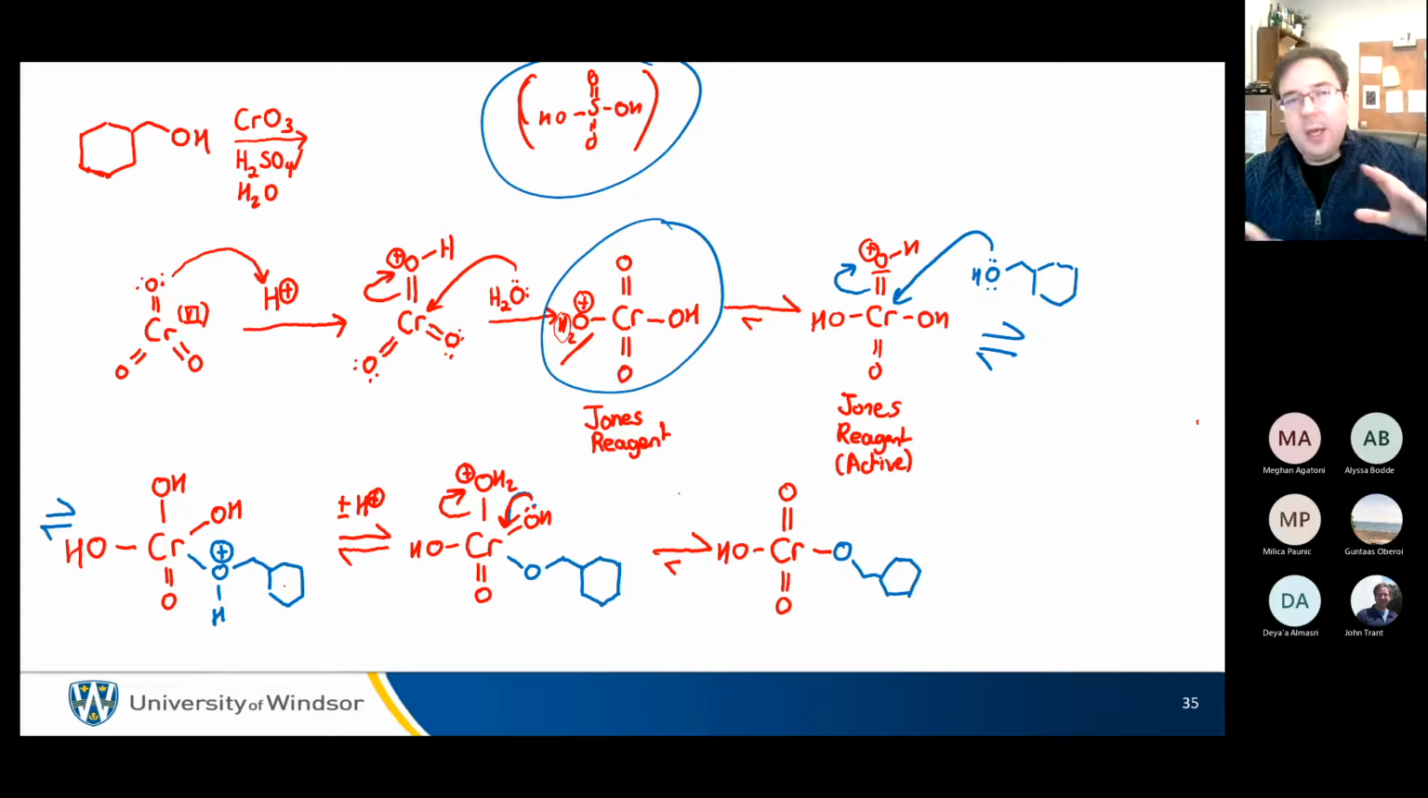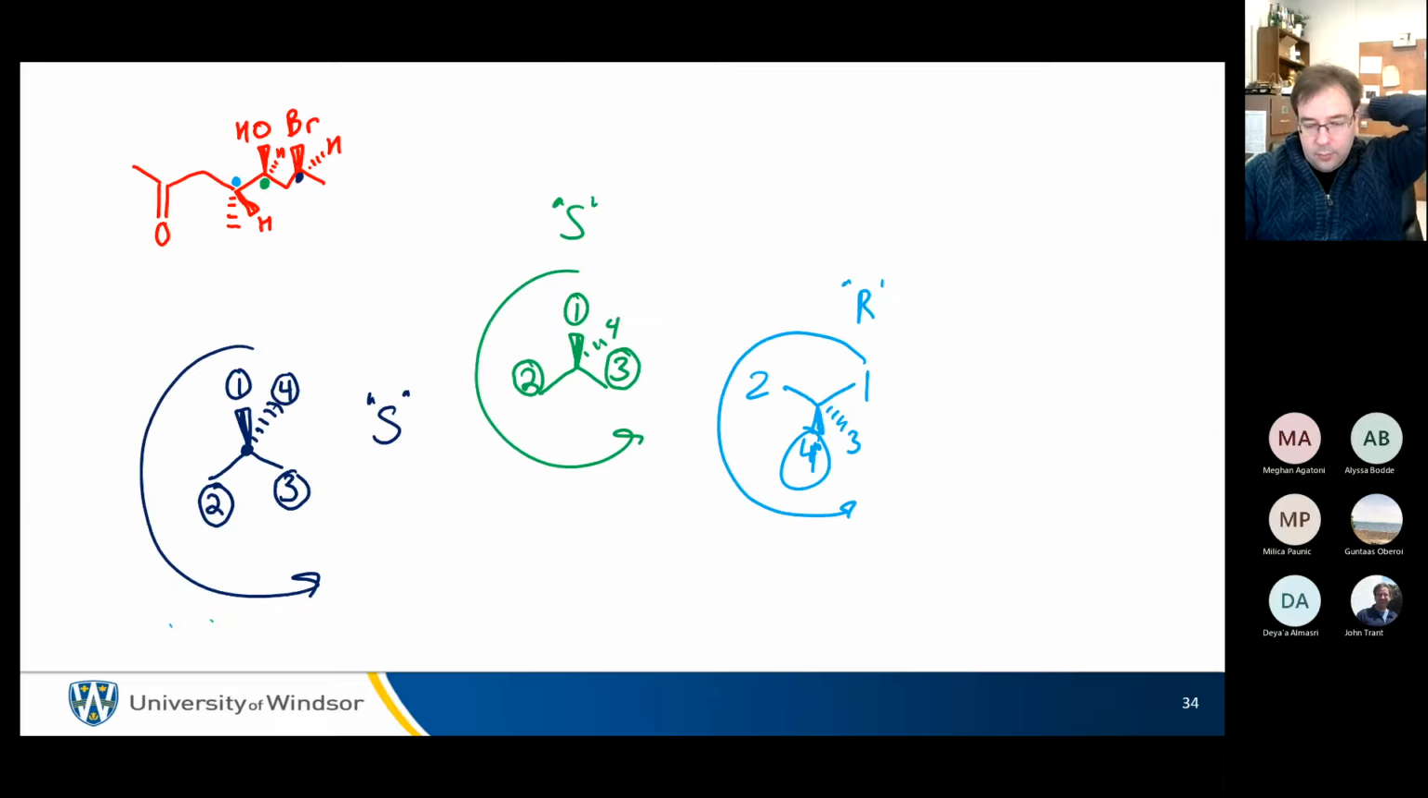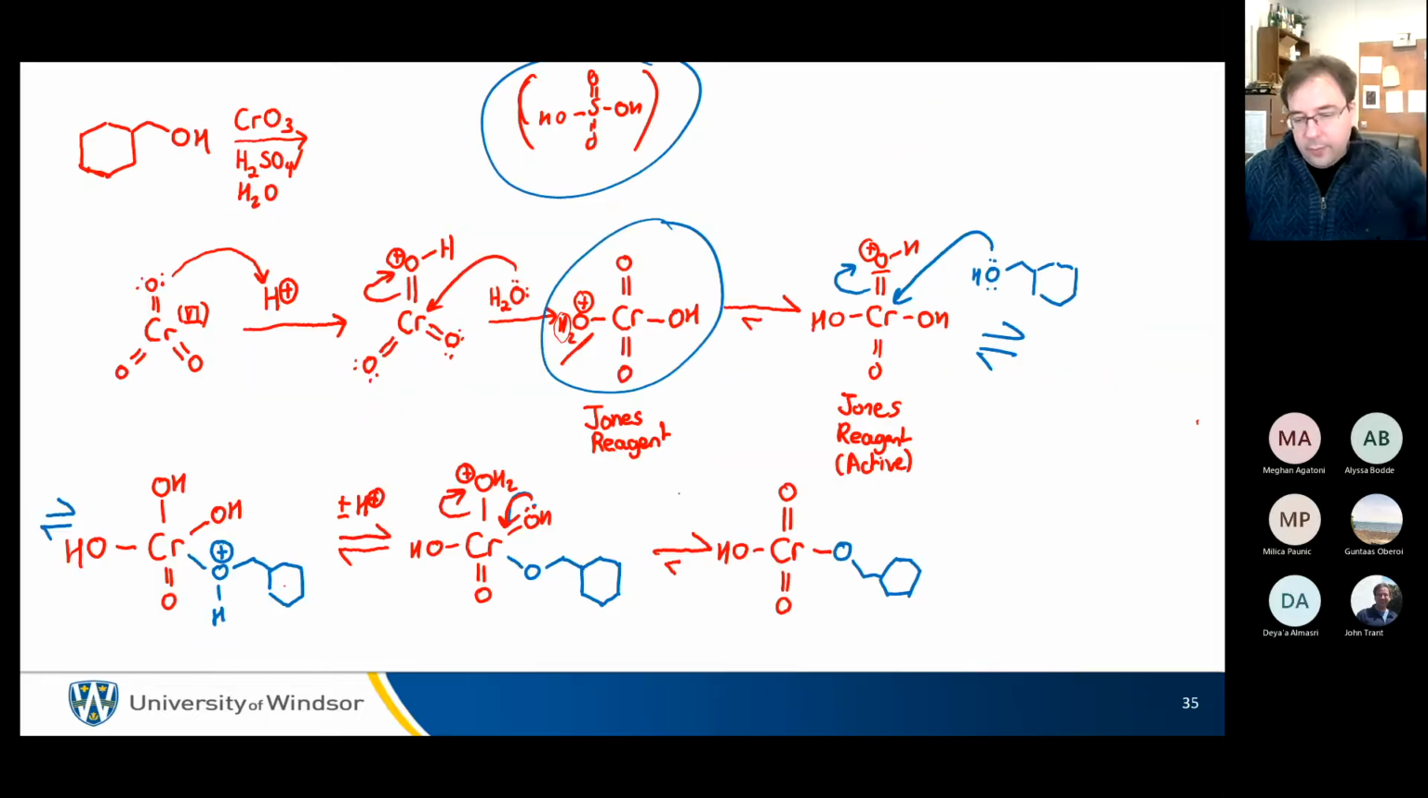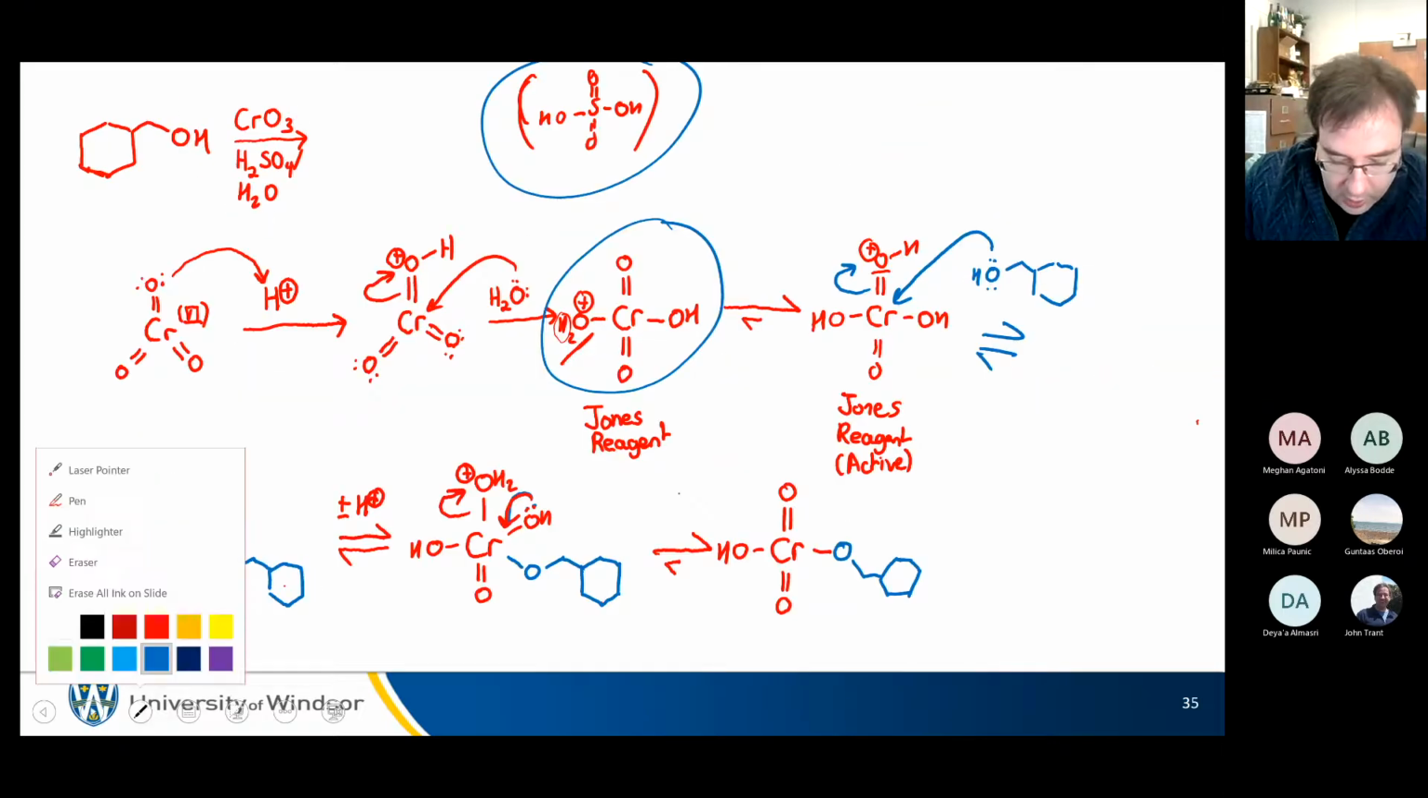So we're back to making chromium with 6 bonds to oxygen with 2 carbonyls and 2 alcohols. It's just we swapped out a water for alcohol. So now this is where the E2 thing comes in.